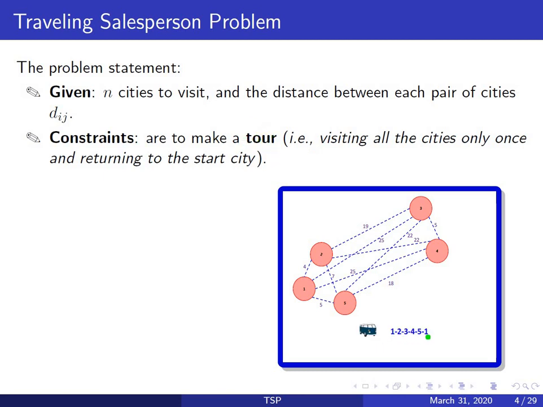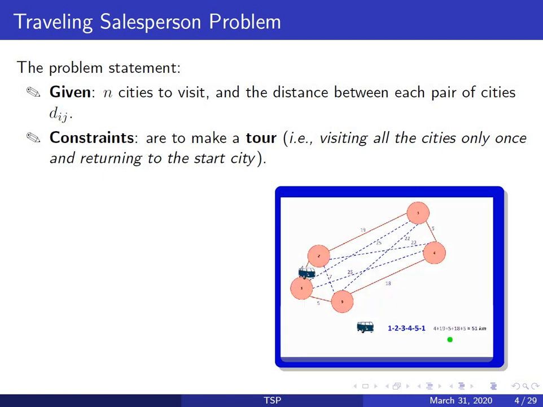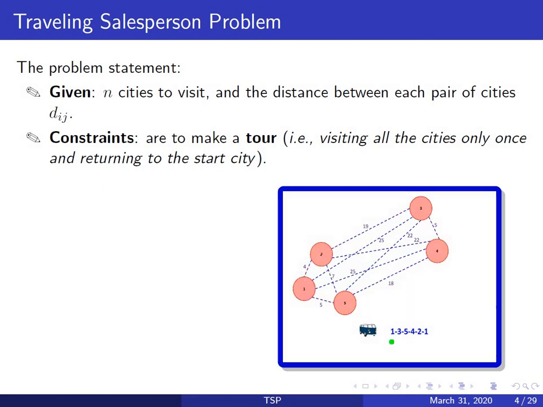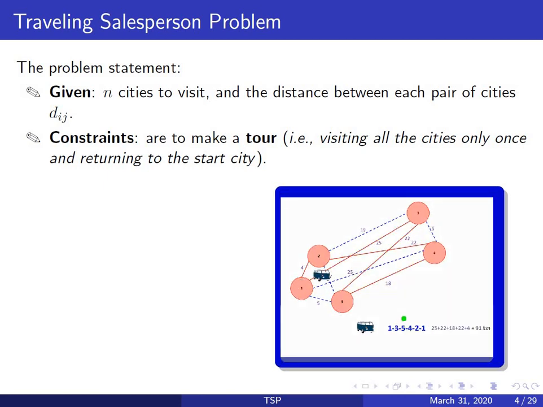For example, here we have one tour. Starting from city 1, visit 2, 3, 4, 5 and back to 1. This is how it looks graphically. Now if you calculate the total tour length, it will be 51 kilometers. It is the total distance that you have to travel from city 1 to visit all the cities and come back to city 1. Now here is another tour, that is to start from city 1, then 3, 5, 4, 2 and 1. This is how it looks graphically and the total tour length is 91 kilometers.